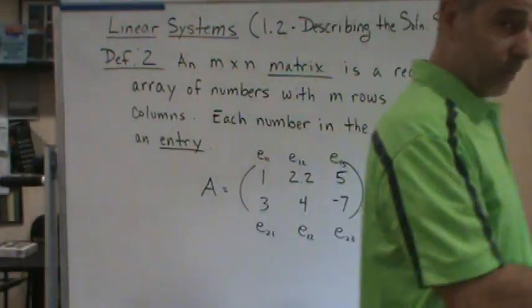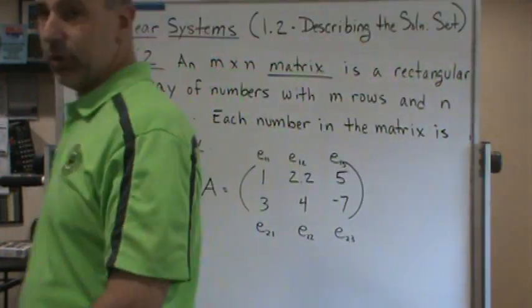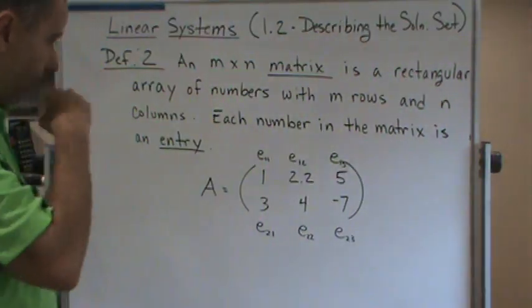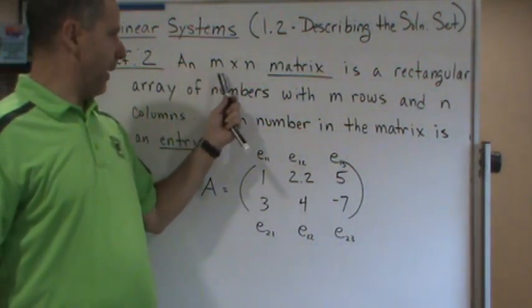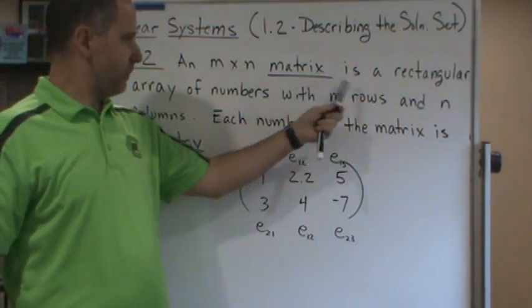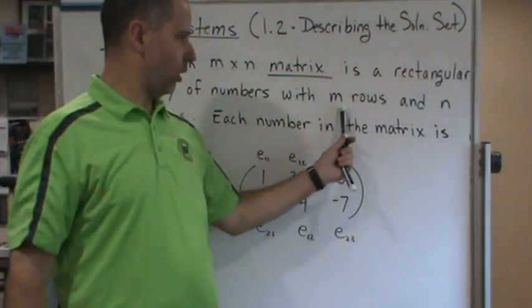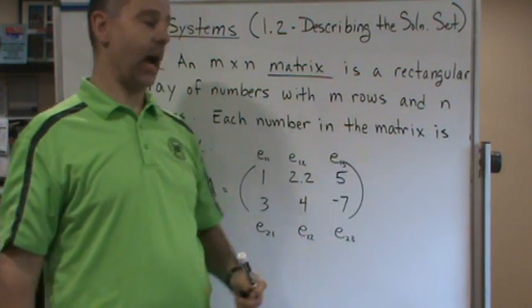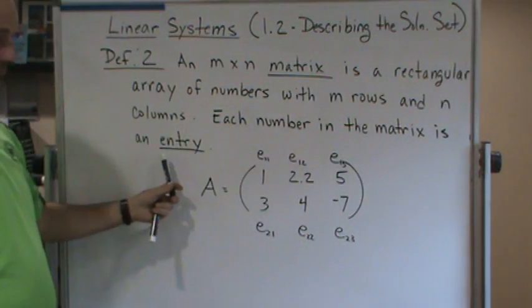Okay, ready? Now we're going to start introducing matrices. So let's do the definition of a matrix. We have an M by N matrix. A matrix is a rectangular array of numbers with M rows and N columns. Each number in the matrix is called an entry.